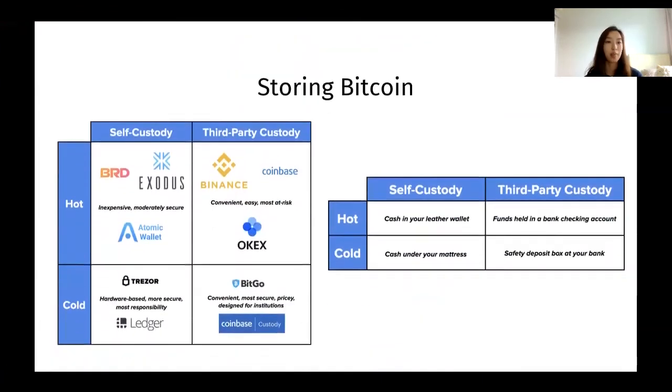So these are some examples of hot and cold wallets and how you can imagine them to function. So basically, a hot wallet is connected to the internet and a cold wallet is not. So this will make hot wallets more vulnerable to hacking.